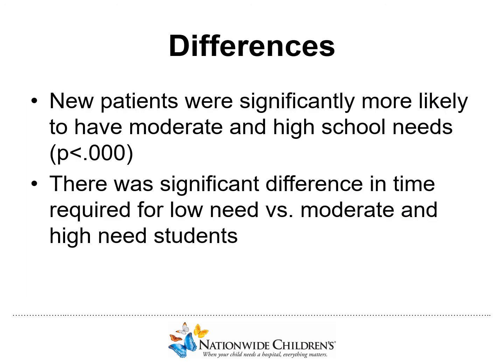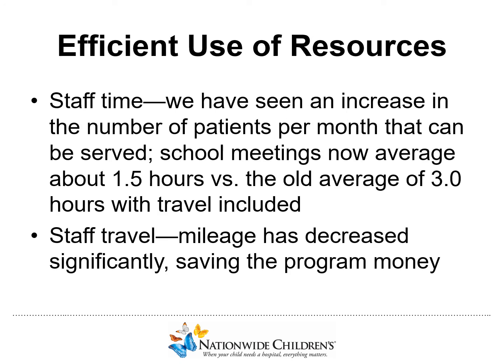So we know that new patients were significantly more likely to have moderate and high school needs, and we know there was a significant difference in time required for the low versus moderate or high need students. So we could say that we certainly have been able to document efficient use of resources. Like I said, the reduction in the amount of time that a school meeting would take, the reduction in the amount of time that we're spending maybe with some low need families that we would have otherwise spent unnecessarily, and then the travel savings significantly.